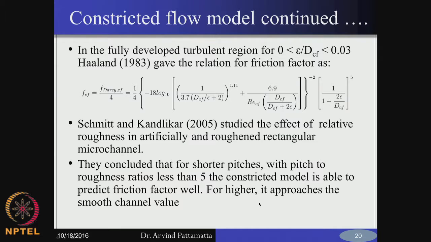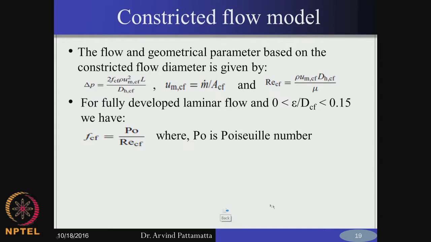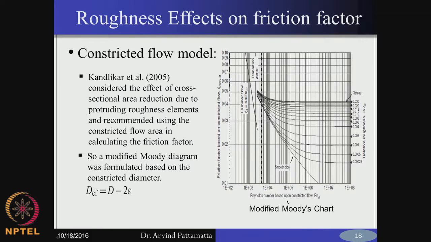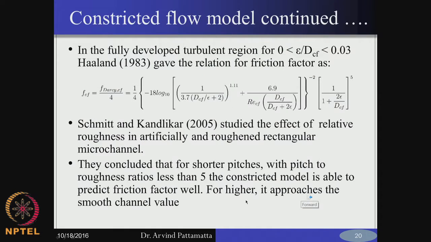Similarly, for the constricted flow model there is a popular correlation for turbulent flow. You can also use the standard correlations for turbulent flow and just use the constricted flow model diameter in them, but the one which is more commonly used was given by Haaland. This is a function of the roughness to the constricted flow diameter. If you plug in the value of epsilon by DCF, it should give you the value of the constricted flow friction factor in the turbulent regime.